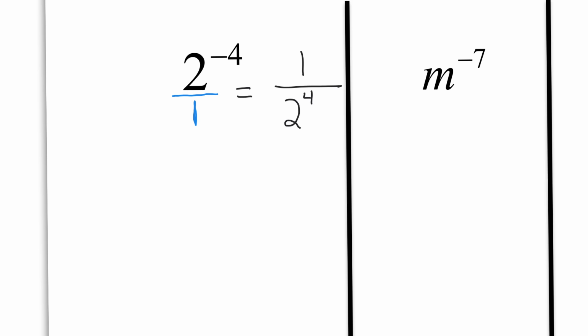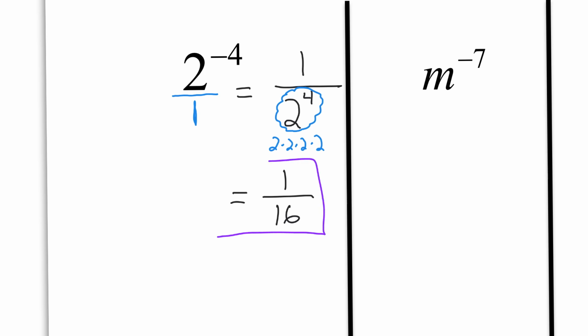Now you really need to simplify the bottom. The bottom, 2 to the 4th power, you multiply 2 by itself 4 times, so it looks like this, 2 times 2 times 2 times 2. So when you simplify, 1 is on the top, and 2 times 2 times 2 times 2 is 16. So my answer is 1 over 16.